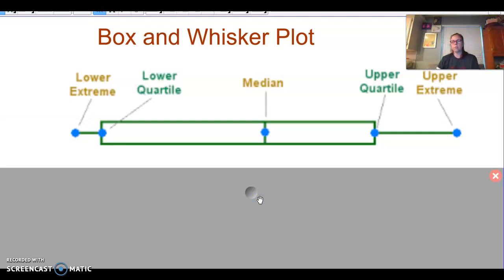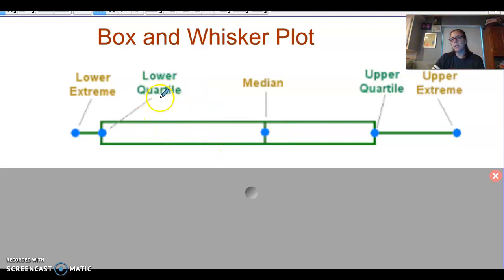This is what a box and whisker plot looks like. It has a box, and then it has whiskers. You'll notice there's only 5 points on here, which means we only have to find 5 points. We have the lower extreme, or you can just say lowest number. We have the lower quartile, which I'll explain, the median, the upper quartile, and the upper extreme. Those are your 5 points. So pause it and draw this, and then come back.